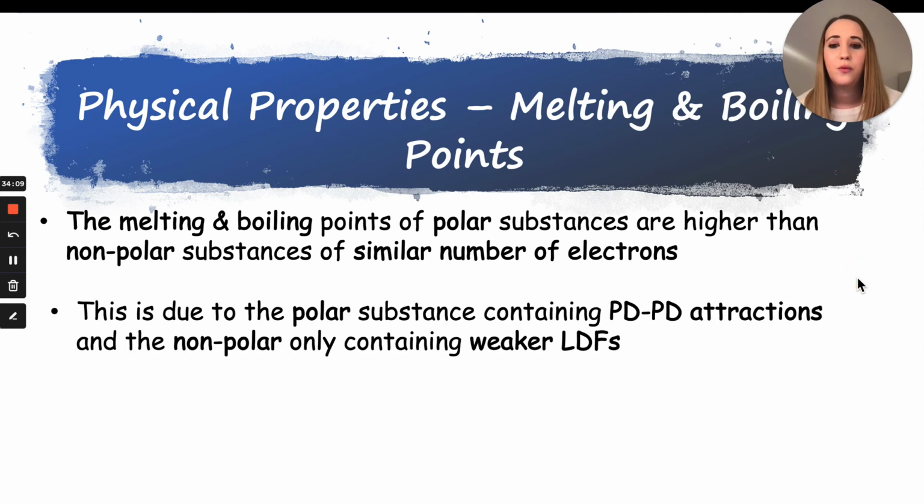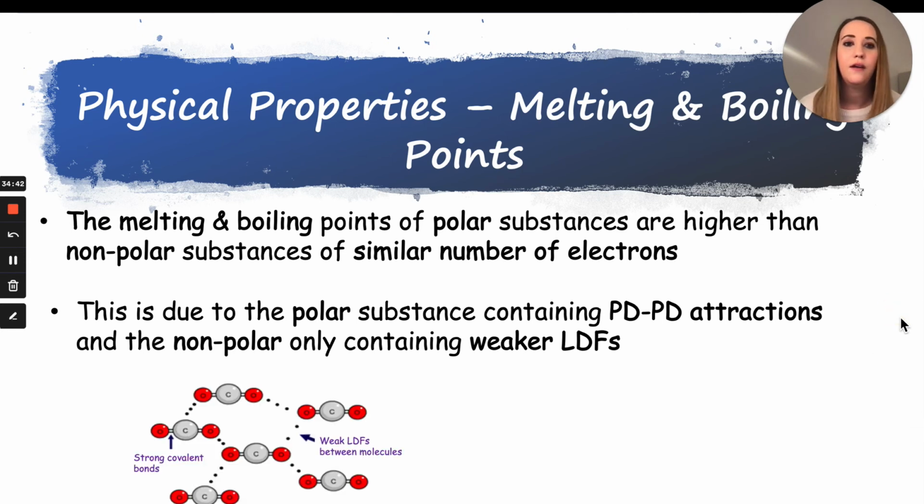So when we look at those melting and boiling points for a molecular substance, those are determined by the intermolecular forces between the molecules. That's what you're breaking when you melt or boil the substance. If you've got a polar substance, then it will have PD-PD interactions or possibly hydrogen bonding, whereas your non-polar substance will only have LDFs, and because your LDFs are weaker, they're easier to break, and that gives you a lower melting and boiling point.